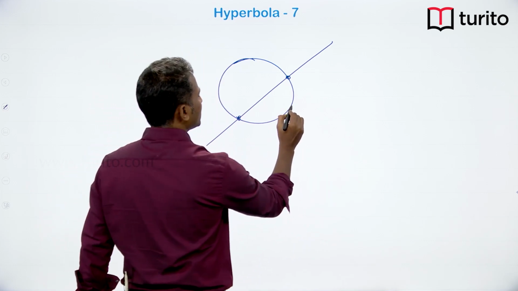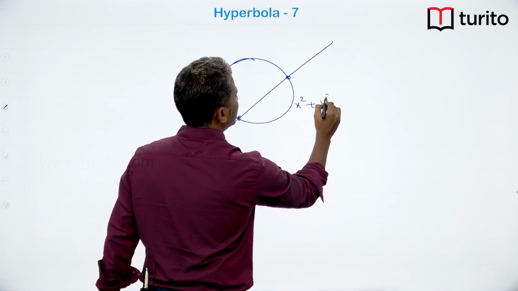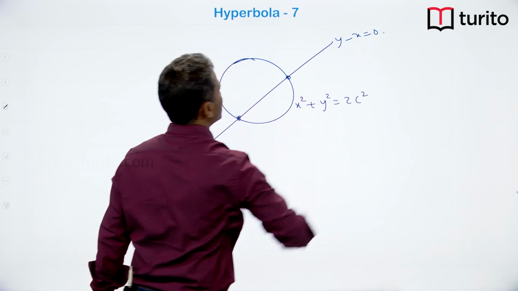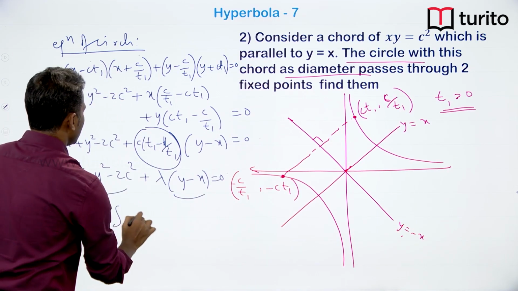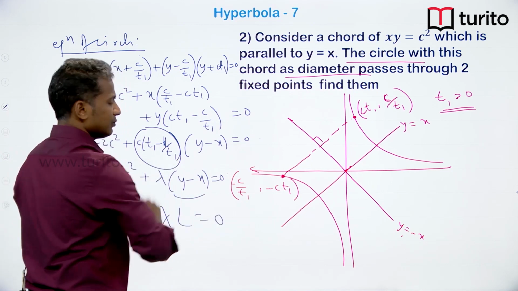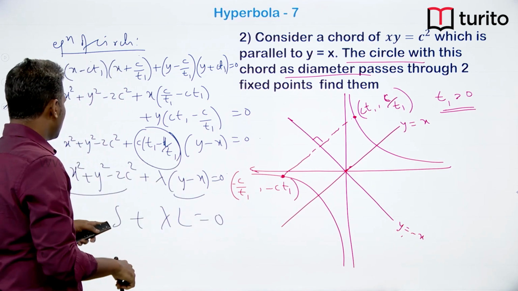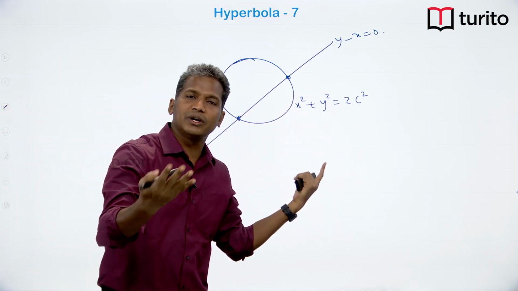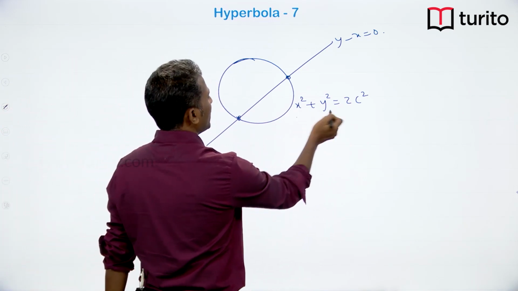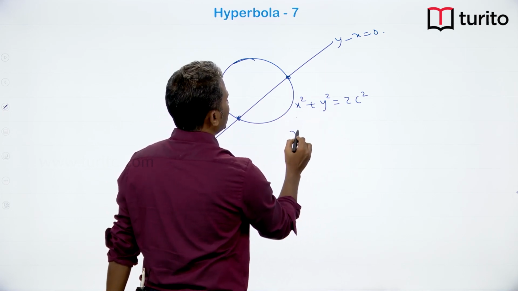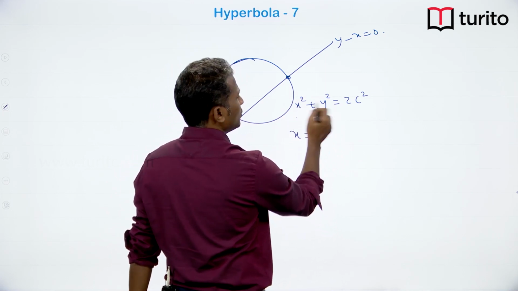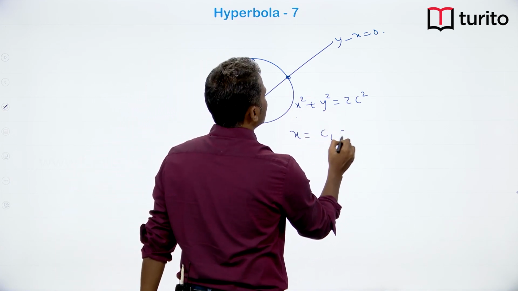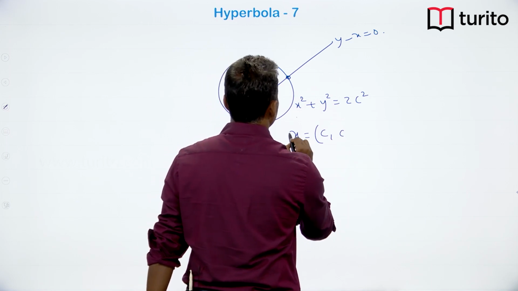So what is the equation of circle? It is x square plus y square equal to 2c square, and what is the equation of line? y minus x equal to 0. So basically here we had S plus lambda L equal to 0. So L becomes y equal to x, S becomes this curve. Okay. So that's it. We can just get the points here. So if I put x equal to y, what do I get? 2x square equal to 2c square. So x equal to c. So I'll directly write the point.